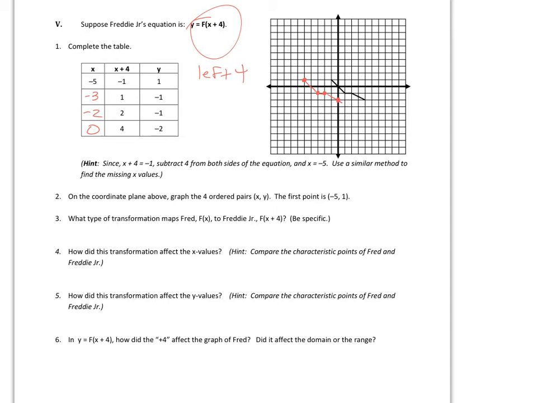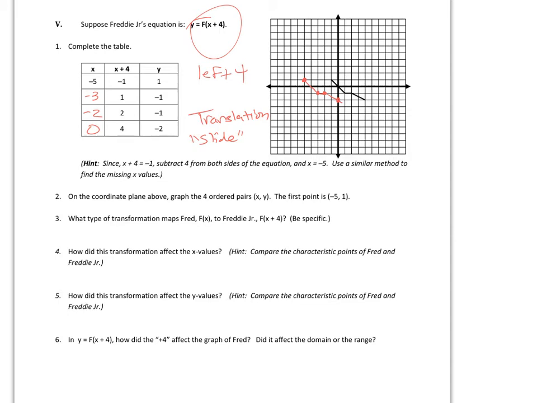This type of slide, where I was sliding up or sliding down, sliding left, sliding right, we call that a translation. And some of you guys already know that from Math 1. But that type of slide, the formal name for it is a translation.